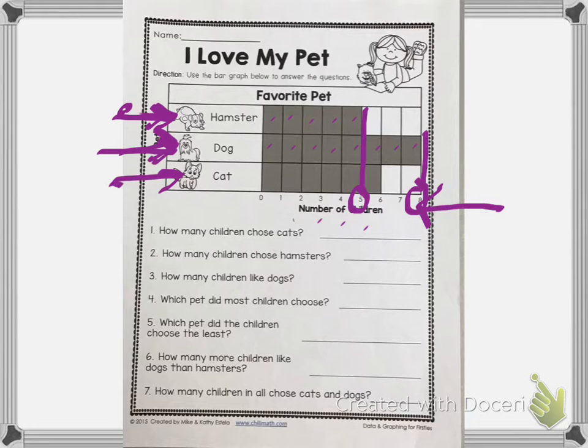Now, look here. Look at this right here. Where a cat is, we're going to look at those squares put together at the end of that line. How many children had a cat as their favorite pet? 6. Look at that. Look at all that information that we could learn just by looking at the graph. Pretty cool, huh?